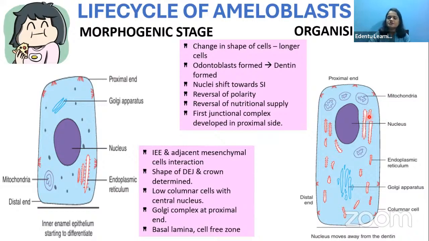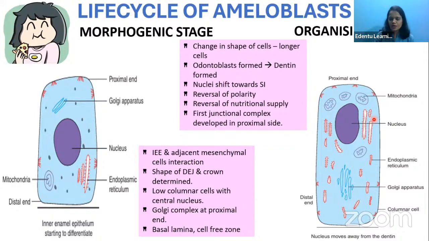usually for a cell, the nucleus will be arranged at the center of the cell and it will be towards the basement membrane. Okay, if this is the basement membrane and if this is the cell, the nucleus will be arranged at the center and towards the basement membrane only the nucleus will be there.